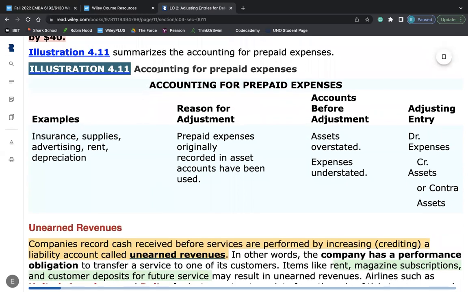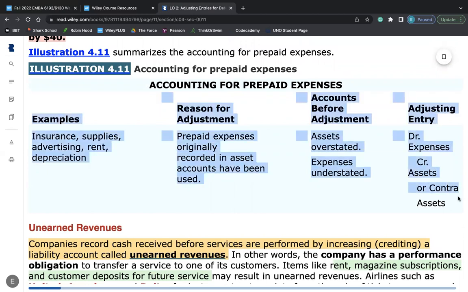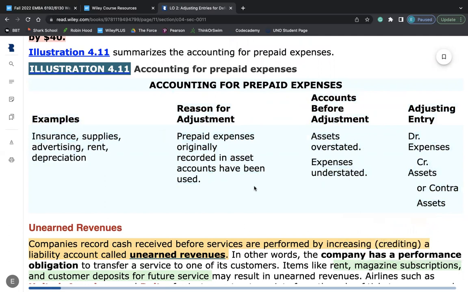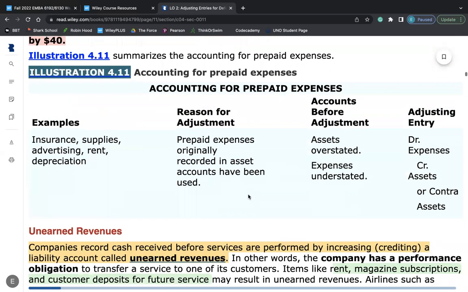All right, illustration 4.11 is probably going to be one of my favorite ones. I would definitely memorize pretty much every illustration we had so far.